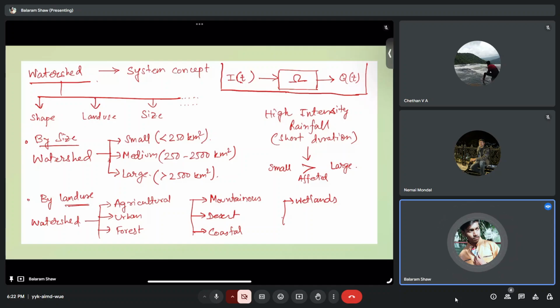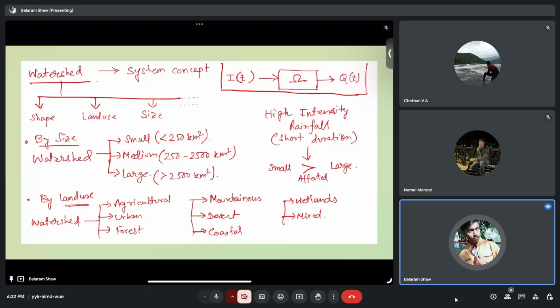Mostly what we work on, let's say in India, if you go for a large catchment, you will see that different land uses are present in that catchment. For example, consider the Ganga Basin. It starts from the Gangotri Glacier, so it has a mountainous part with glaciers. Then if you move downstream, you can see agricultural land, then urban areas, and in between forest also comes. At the end, you will see wetlands are also there. So that will be a mixed kind of watershed.